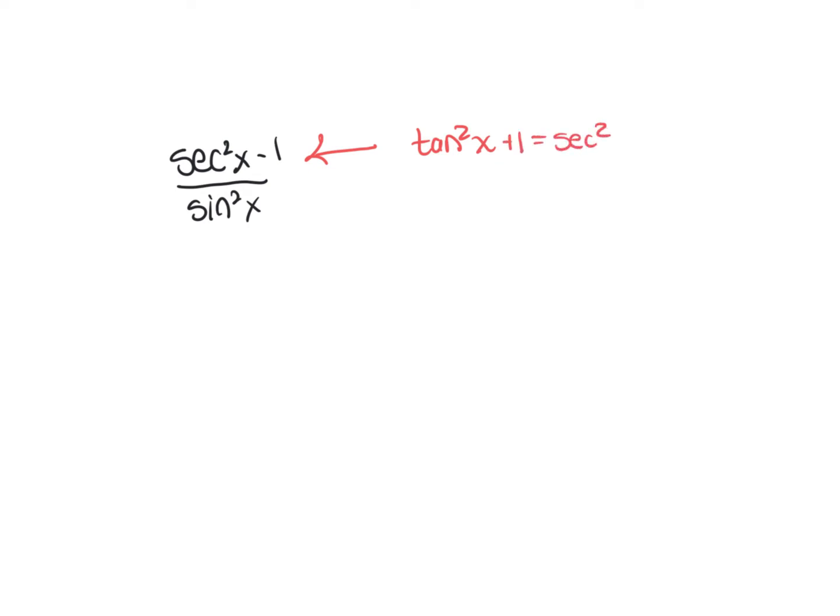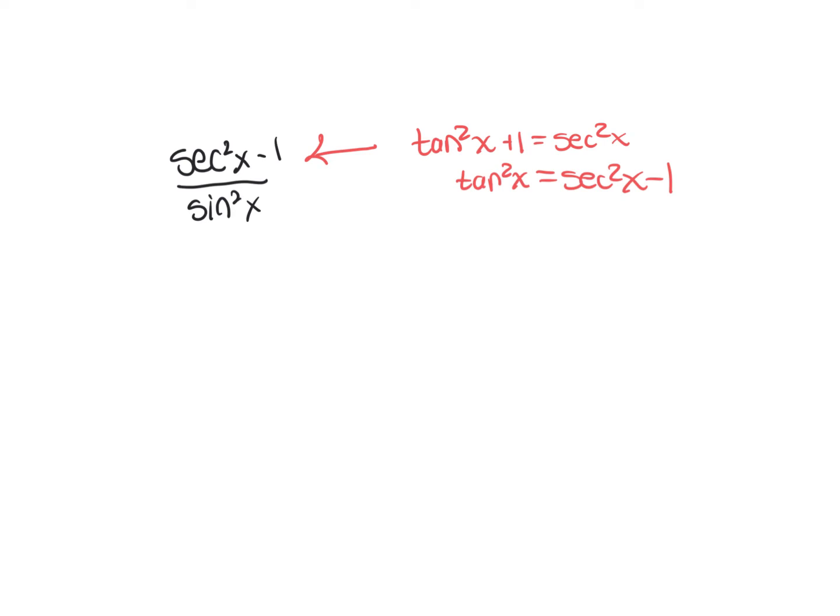The next problem is secant squared x. Oops, I forgot the c. Try again. The next problem is secant squared x minus 1 over sine squared x. This is a Pythag. Tangent squared x plus 1 equals secant squared x. So tangent squared x equals secant squared x minus 1.